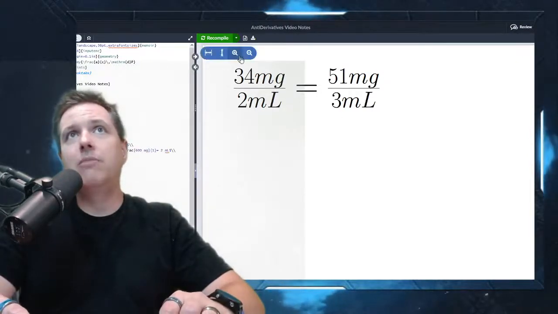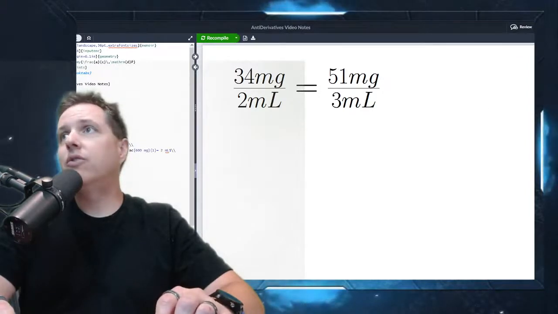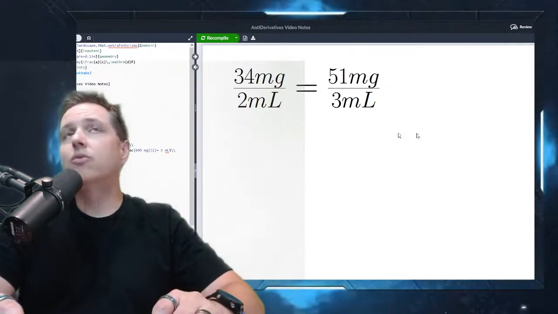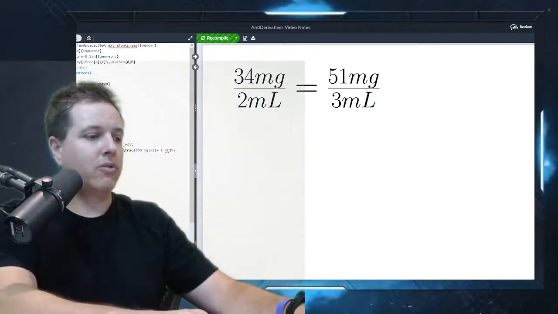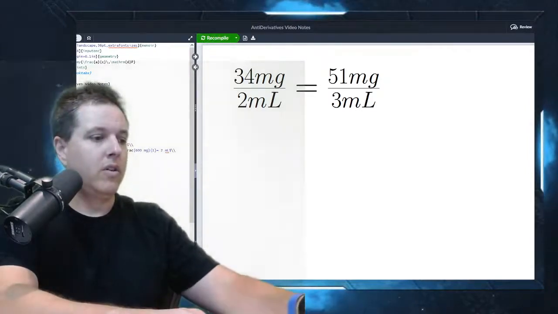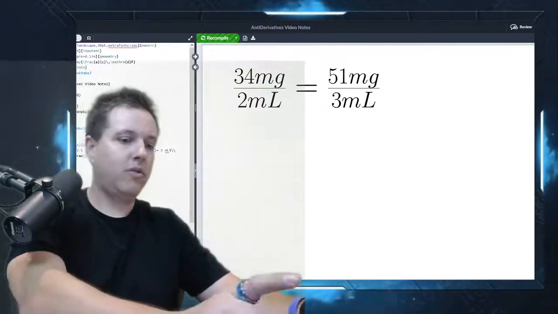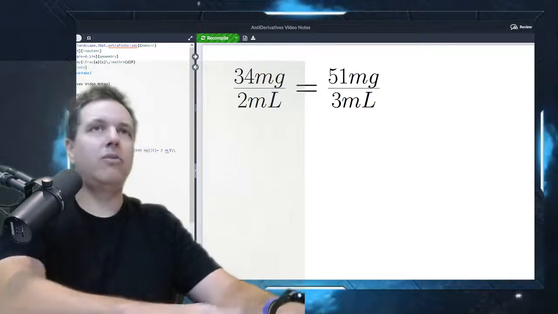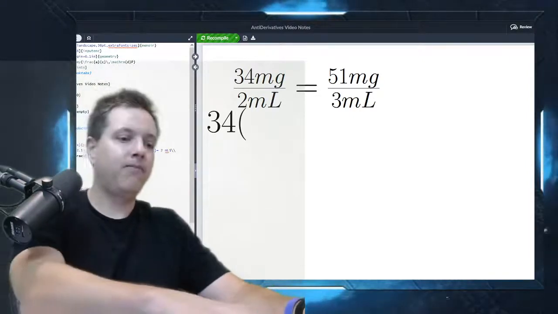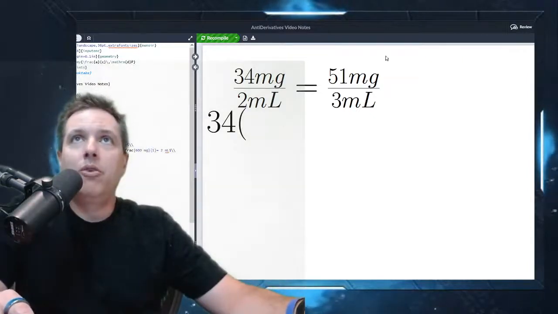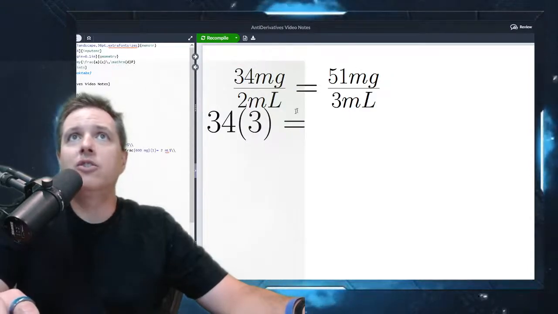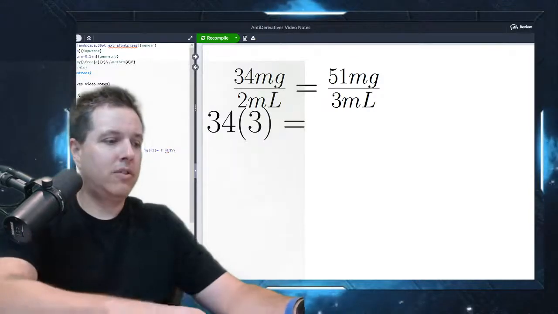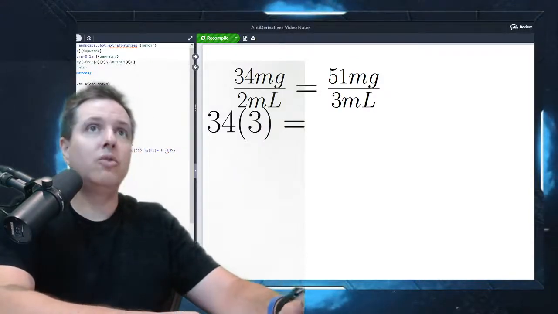So 34 times 3. Okay, so 34 times 3 is 102. So I'll write it out here. We'll do it this way: 34 times 3 equals. Okay, now I'm going to multiply the other way. So I did the top left to the bottom right. Now I'm going to do bottom left to the top right. So that's 2 times 51. So that gives me 51 times 2.